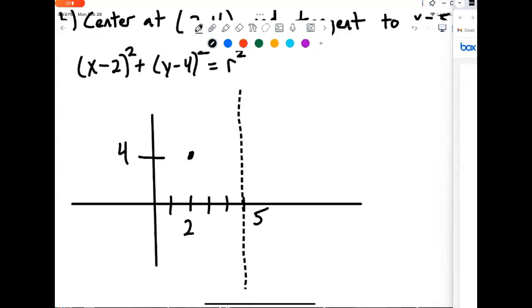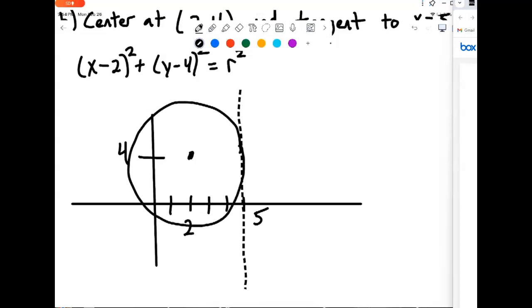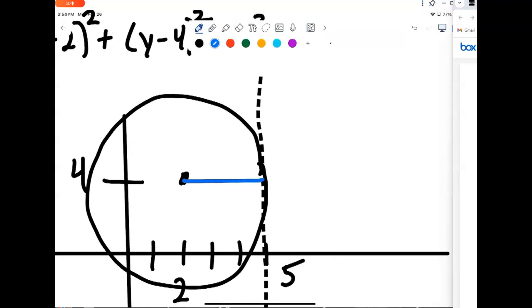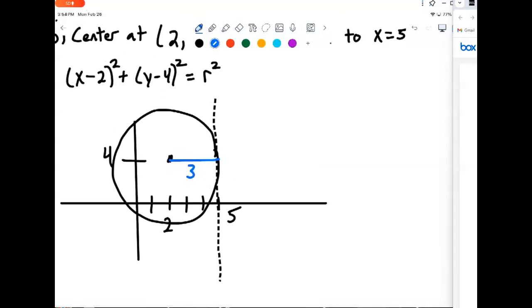What that means for us is that our graph comes and it just touches that line at one point. Right? So it comes over and it just touches that line. So what they're telling us is that that's a point on the circle right there, where the circle and that line, x equals 5, cross. We could just recognize, since x is 2 here, and this is the line 5, that in fact our radius here is just equal to 3.